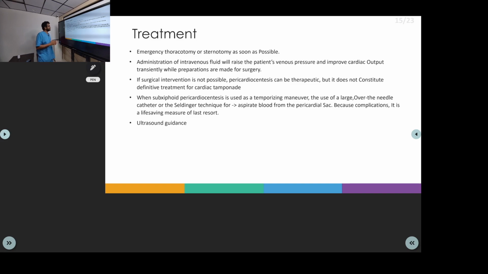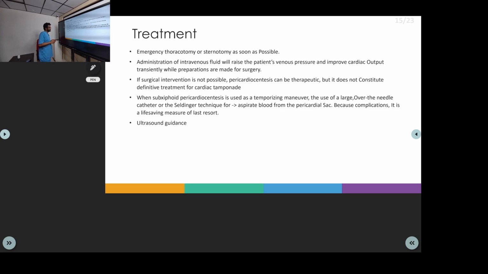And here the definitive treatment is thoracotomy, sternotomy. If there is difficulty during that procedure, immediately during that time we can give IV fluids to raise the patient's venous pressure and thereby improve the cardiac output. If surgical intervention is not possible at that point of time, we can do pericardiocentesis also.